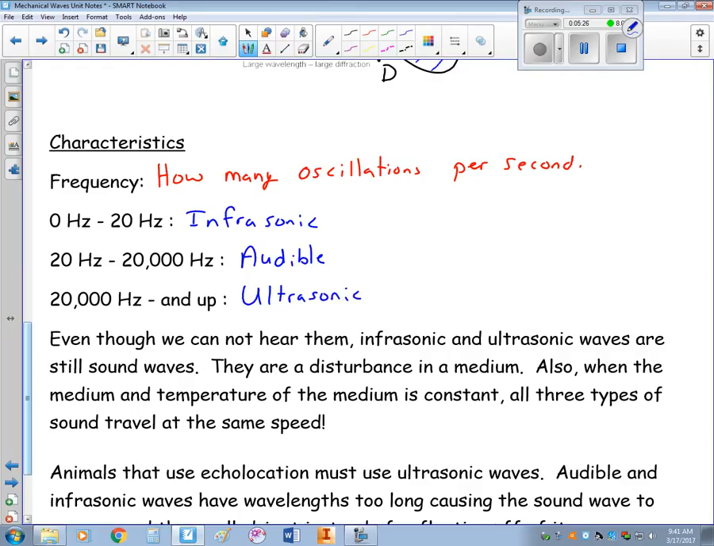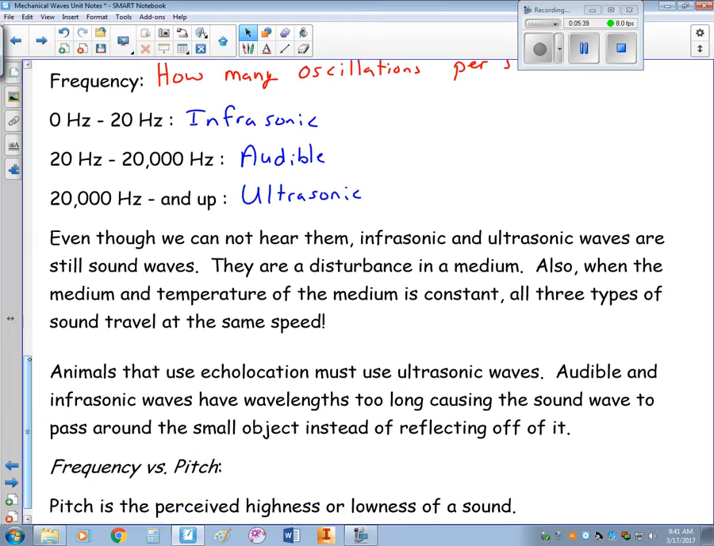Bats and dolphins tend to use some sound waves in this frequency. So there's a lot of sound waves that we cannot hear, but there's a lot that we can hear. Even though we can't hear infrasonic and ultrasonic, we still call them sound waves. They are still a disturbance in a medium. When the medium and temperature of the medium are consistent, all three types will travel at the same speed.